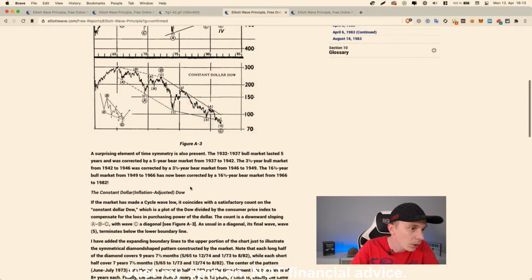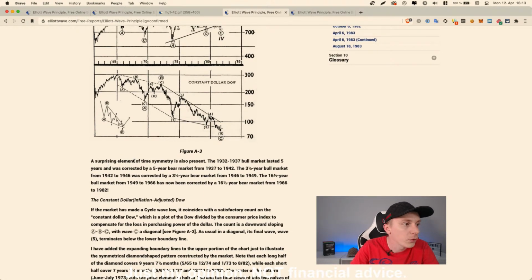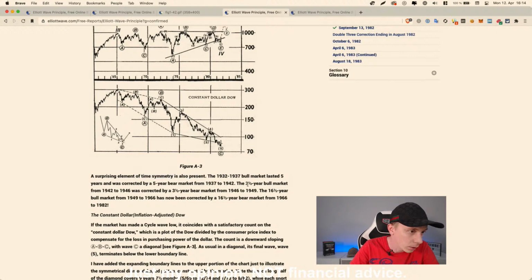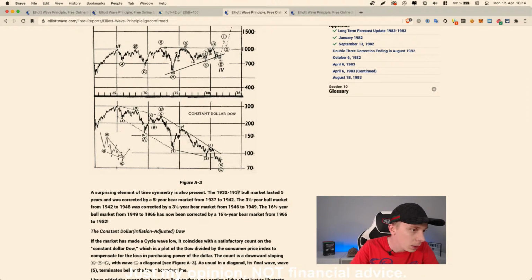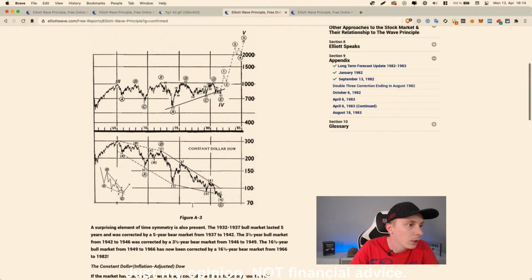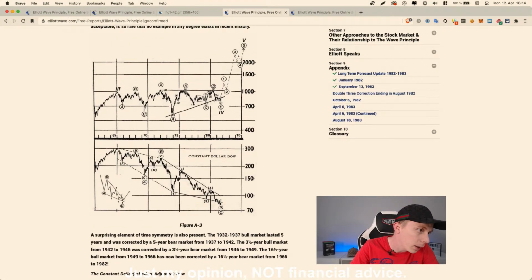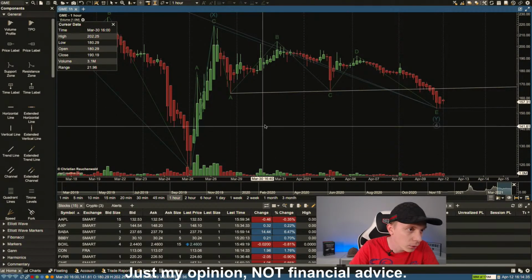And the interesting aspect down here is, if you read that, a surprising element of time symmetry is also present. The short lines: the first one was 3.5. The long lines, the bull market lasted 5 years, and the 3.5-year bull market. In the book, I think that sentence is a little different, but the point is that the short line here is the same length in terms of duration, and that long line here is the same duration as there.